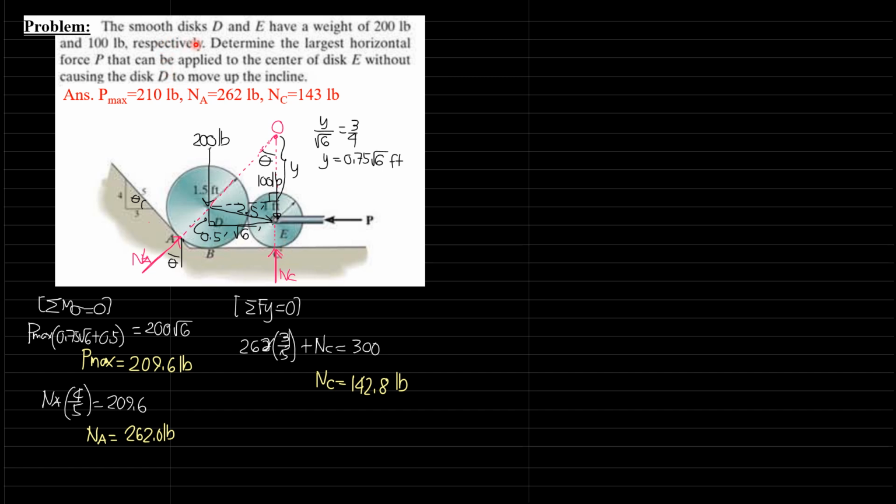The smooth discs D and E have a weight of 200 pounds and 100 pounds respectively. So this is D, 200 pounds, and this is E, 100 pounds. Determine the largest horizontal force P, which is here, that can be applied to the center of this E without causing the disc D to move up the incline.